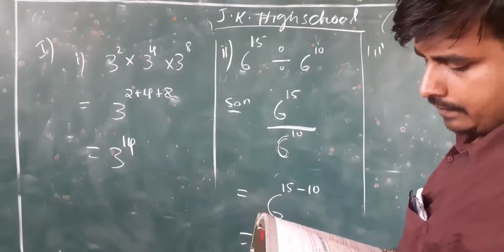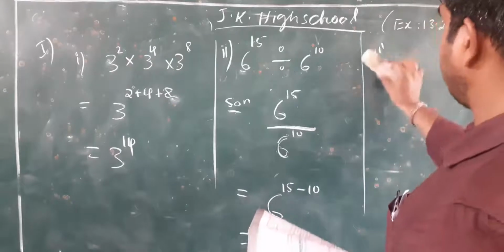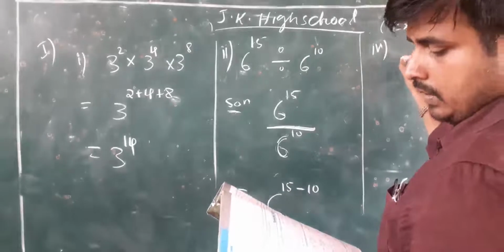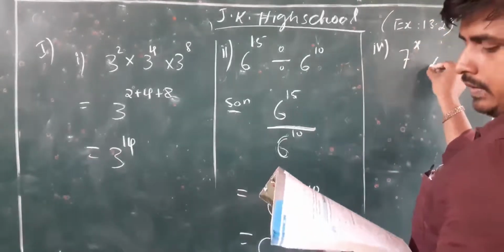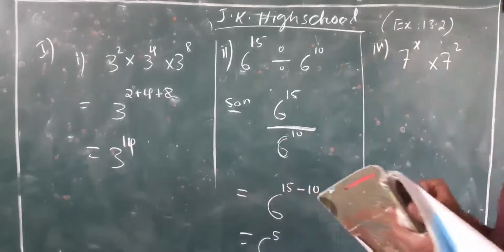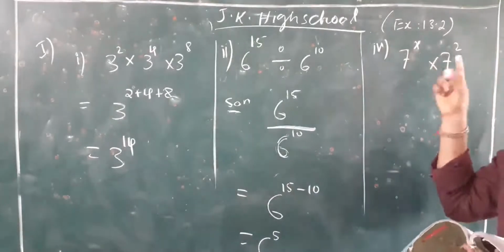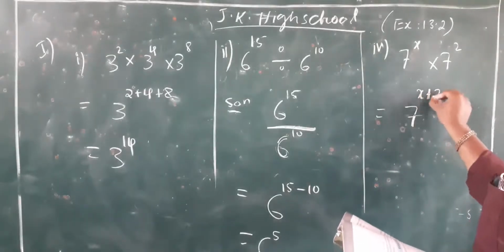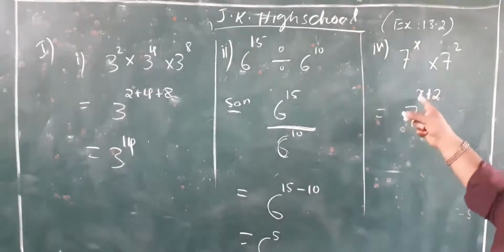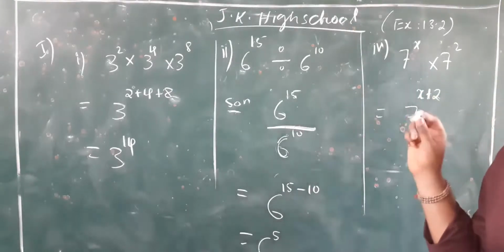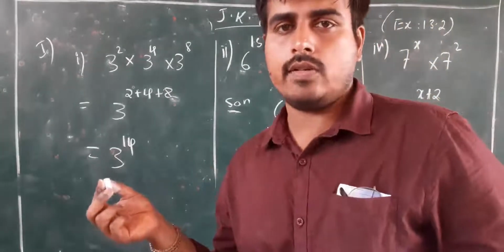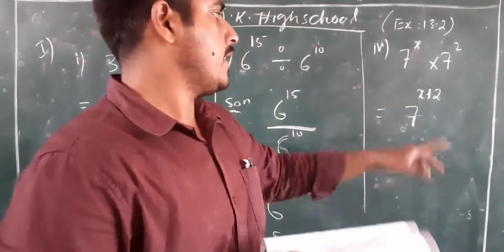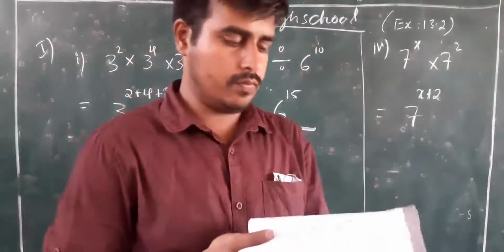Next I will take the fourth question directly. You can solve the third one. Fourth question. 7 raised to x into 7 raised to 2. a raised to m into a raised to n, first law of exponent, is equal to a raised to m plus n. Since you cannot add x and 2, you have to keep it as 7 raised to x plus 2. You cannot write x plus 2 as 2x. That is wrong. Therefore, it remains as it is, x plus 2.